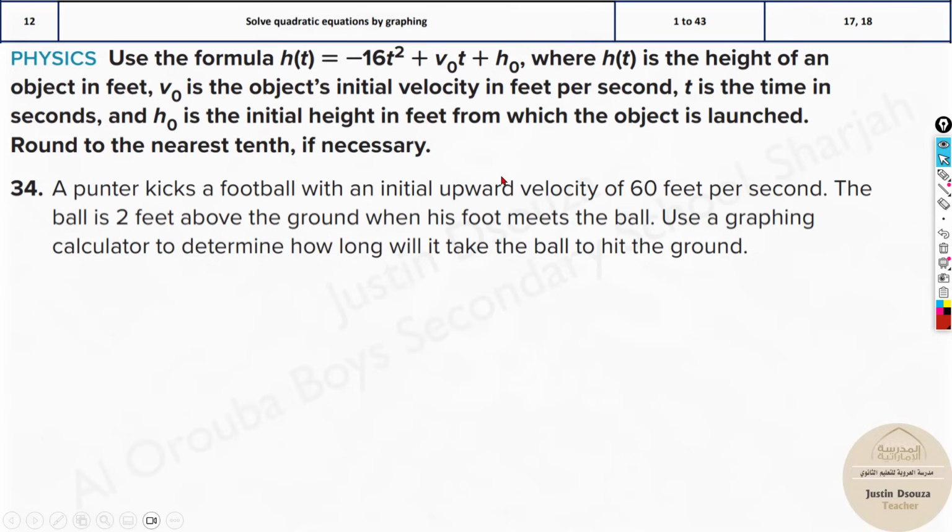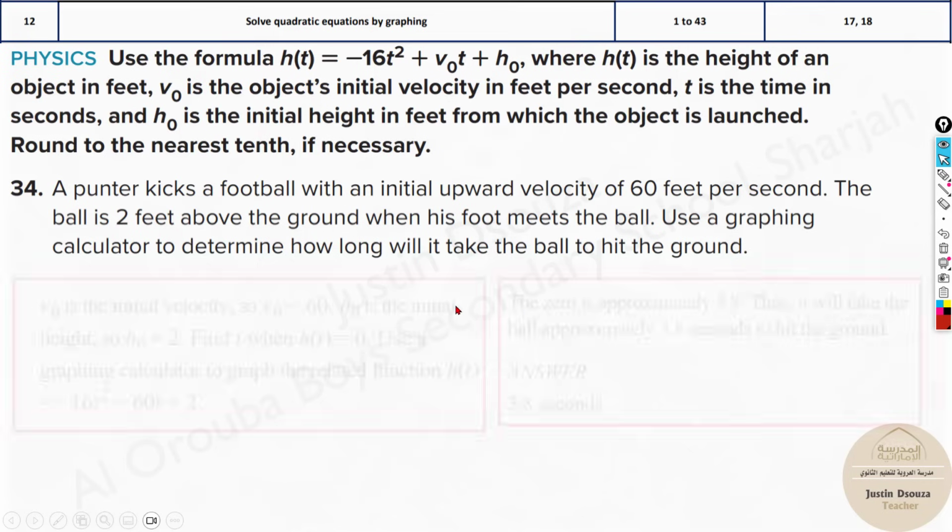feet per second. Now, why is this upward important? Because it's plus. So here V0 is 60. The ball is 2 feet above the ground when his foot meets the ball. So he hits the ball when it's in the air, so its h0 is 2. And use a graphing calculator to determine how long it will take for the ball to hit the ground.